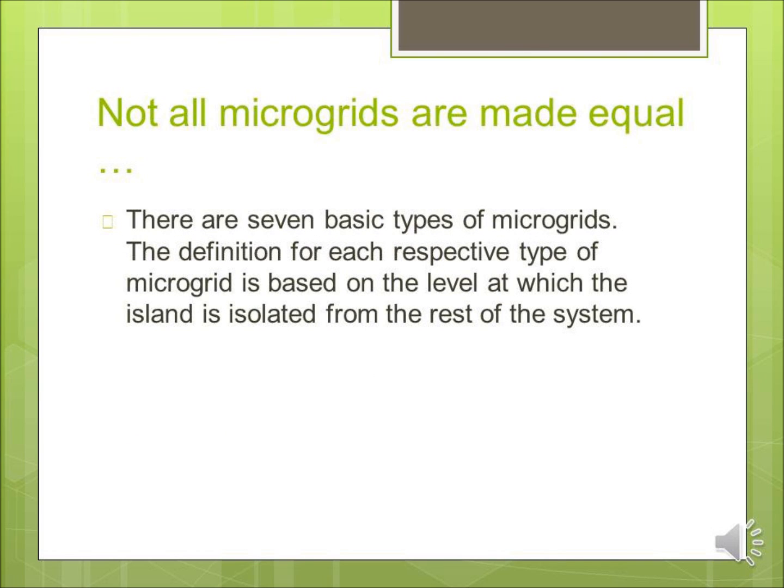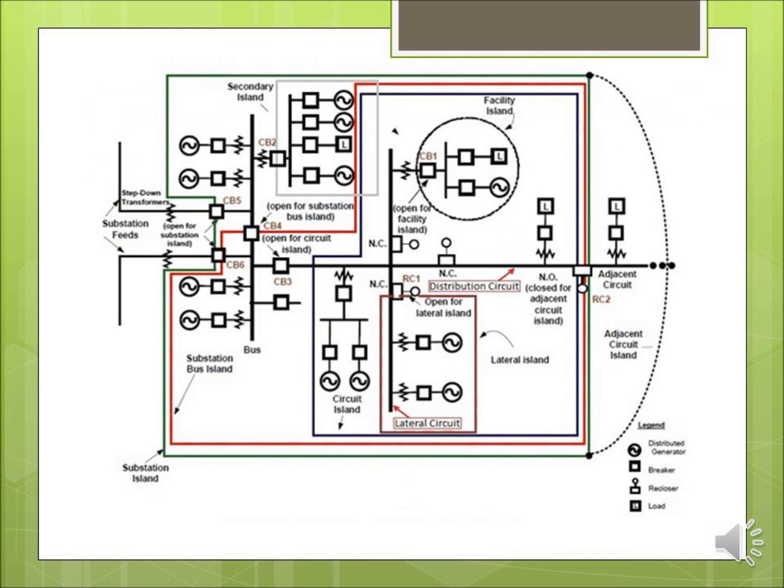There are 7 basic types of microgrids that are defined based on the level at which the microgrid is isolated from the rest of the system. The 7 types of microgrids are the local EPS island, also known as the facility island, which is circled near the top middle of the diagram. Next, you have the secondary island, which is in the gray rectangle to the left of the facility island. Then you have the lateral island in the brown rectangle underneath the facility island.